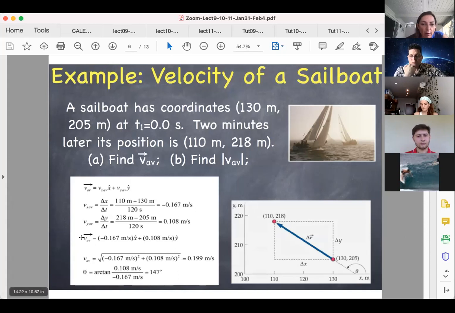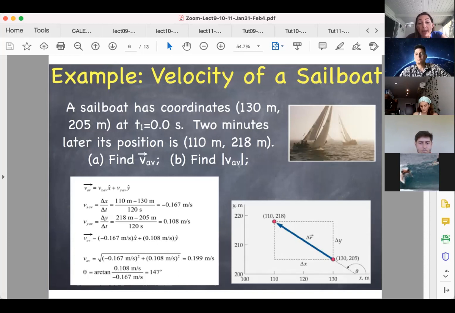So when I write this vector, I write average velocity with the symbol of vector is equal to the component along x, and I indicate x with the hat. Or you remember, we can also use i and j, but here we prefer x and y. So x with the hat plus 0.108 meter per second, y with the hat.